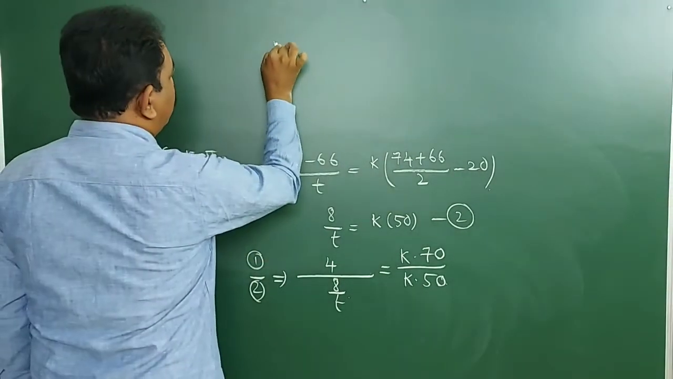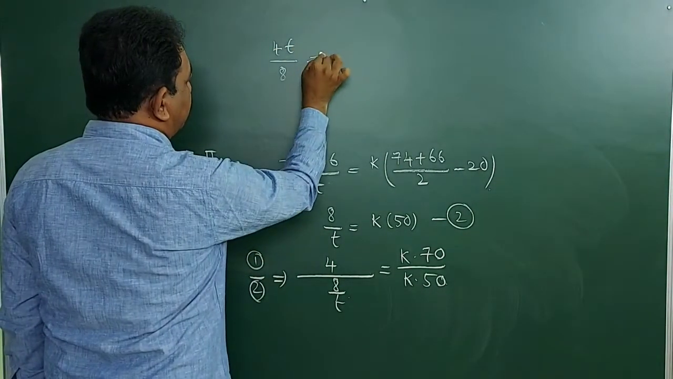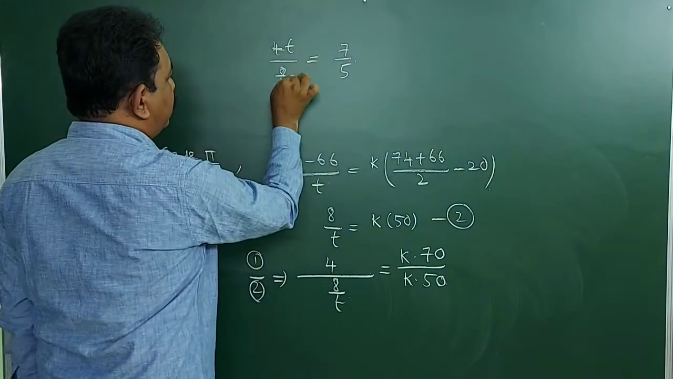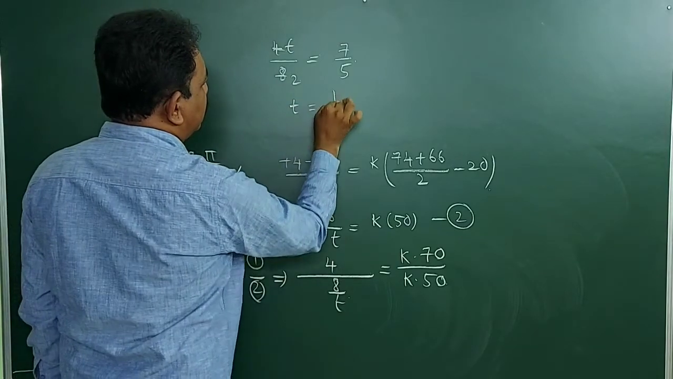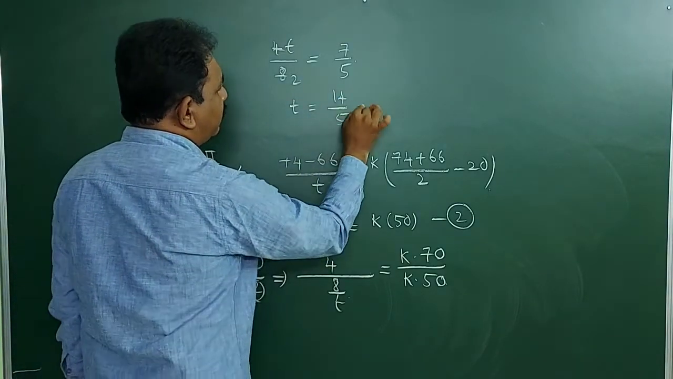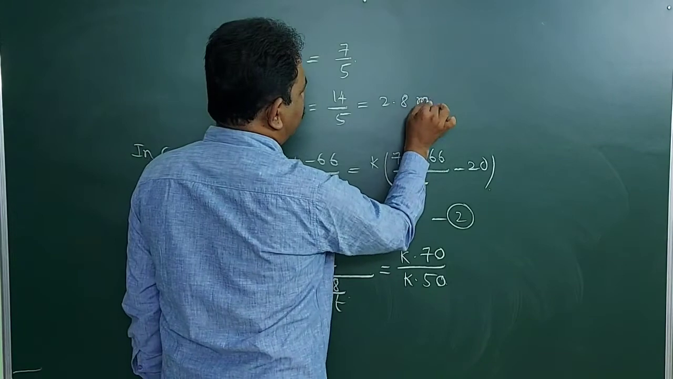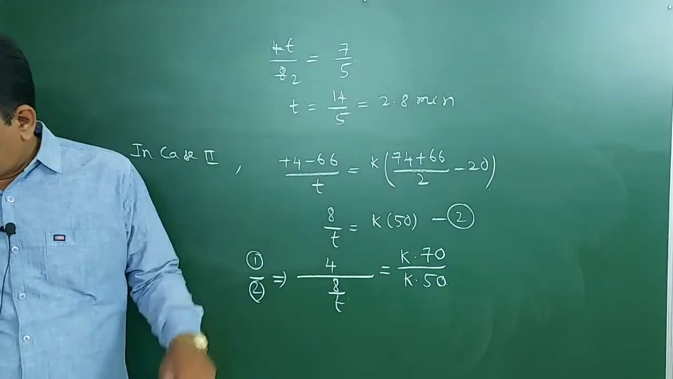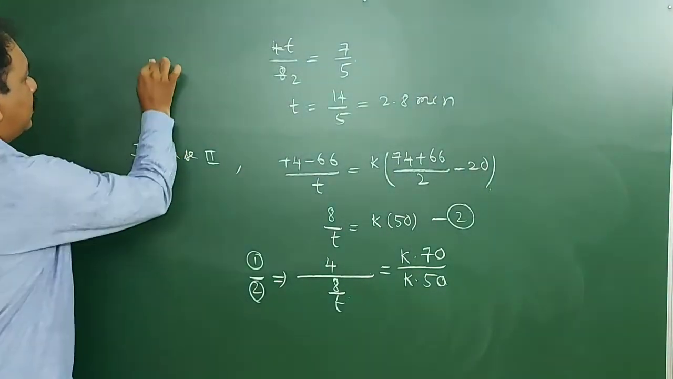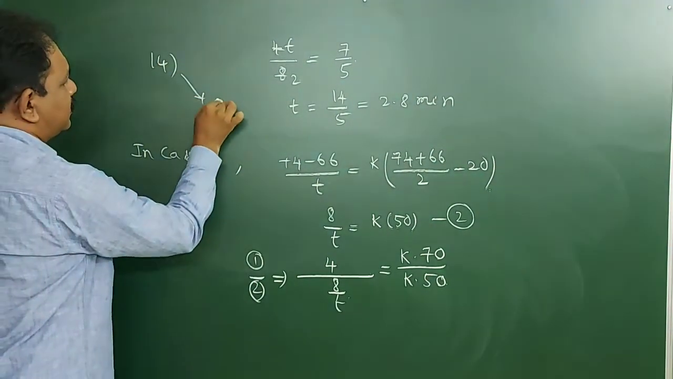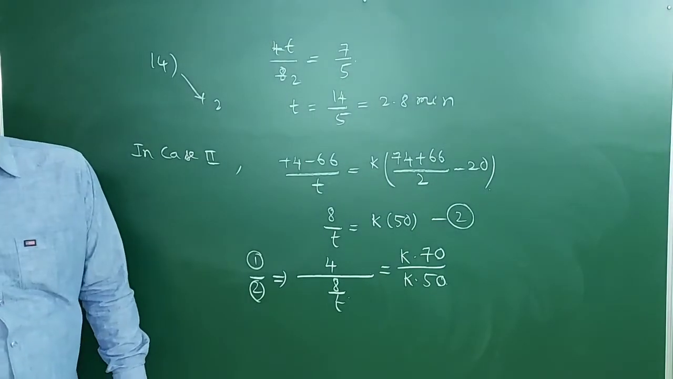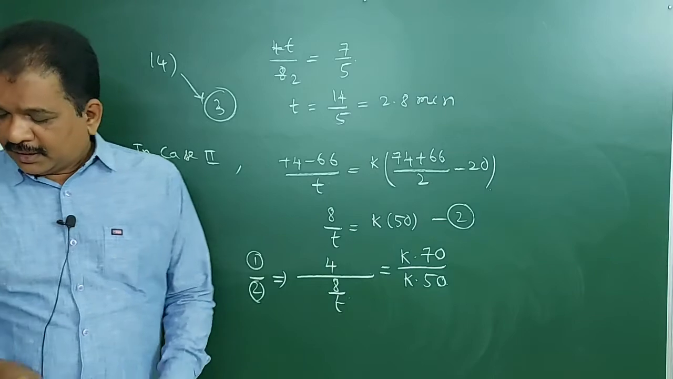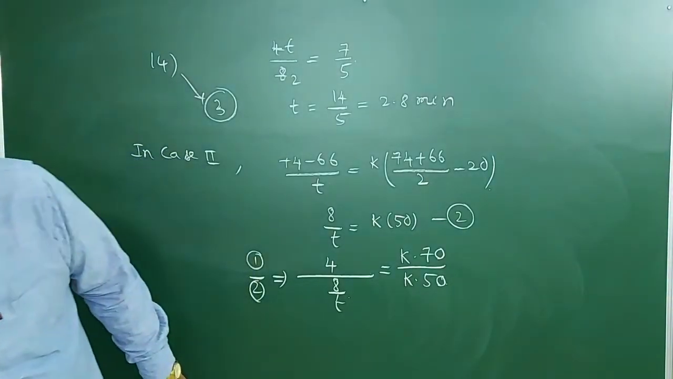So 4T by 8 is equal to 7 by 5. The 2's will cancel, 14 by 5, this value is 2.8 minutes. So for the 14th question, it will be the third option. Okay, next, 15 is also the same model.